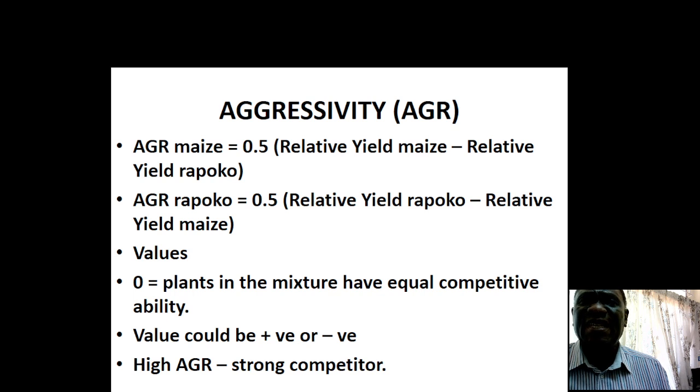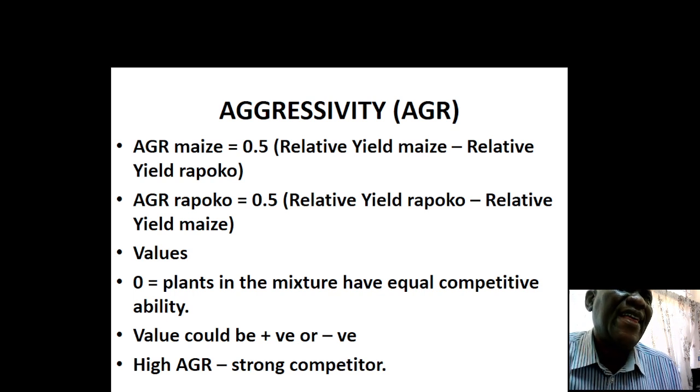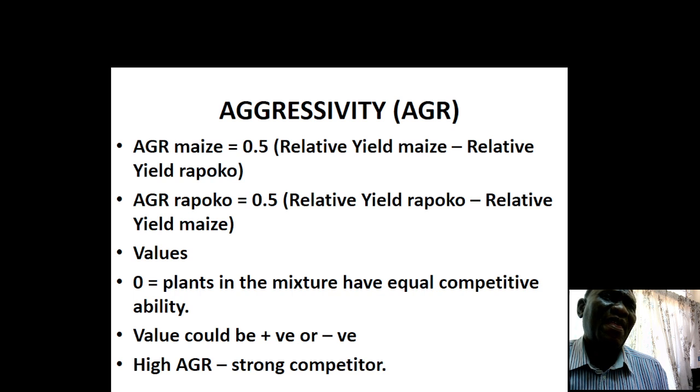Now let us look at the meaning of the values which you will get. If it is 0, it means plants in the mixture have equal competitive ability, if you get a 0 after using any one of the above equations. But the value could be positive or negative. If you have a high AGR, it means you have a strong competitor. If it is negative, it means you have got a weak competitor.